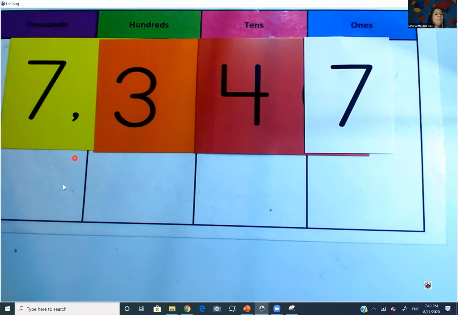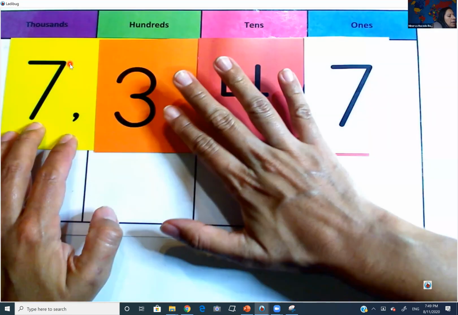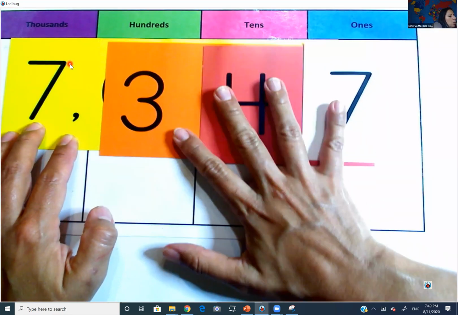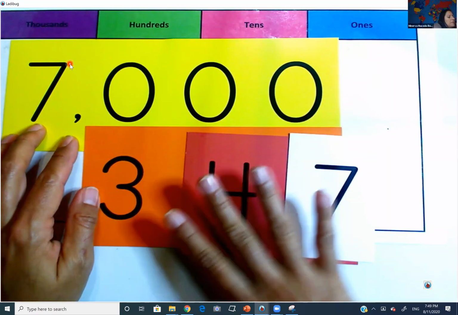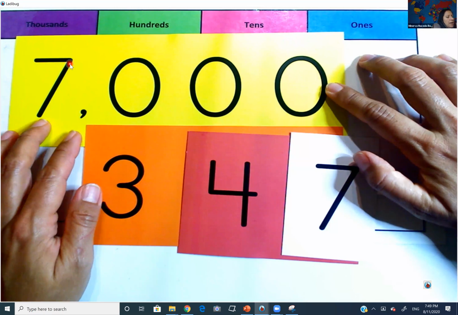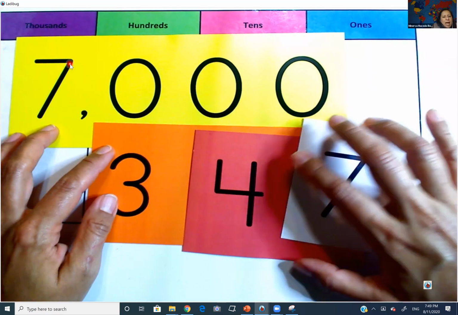Now remember, to find the value of each digit, we have to find the place value where they are. For example, the 7 is in the thousands place. So the value of digit 7 is going to be 7,000. Another way you can say that is what the 7 stands for, and the 7 stands for 7,000.